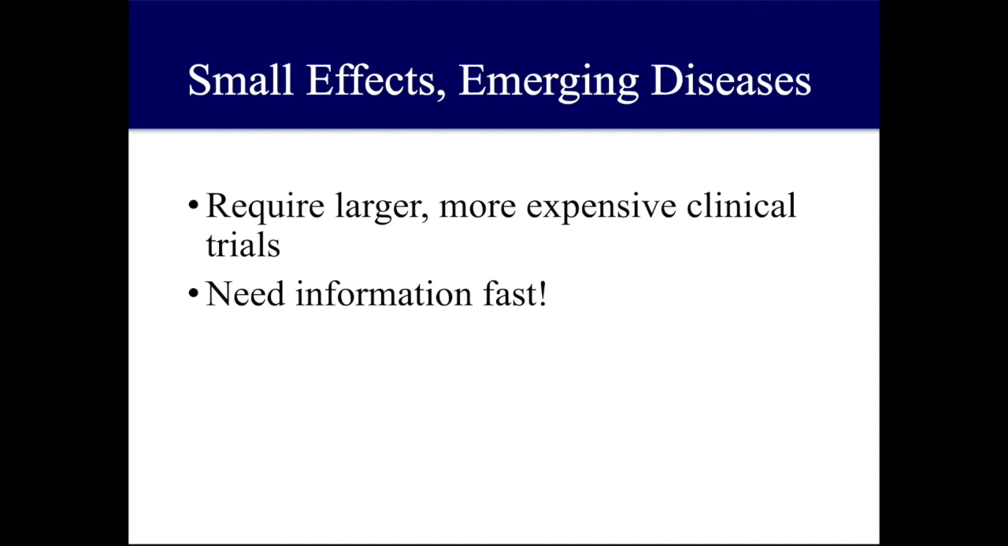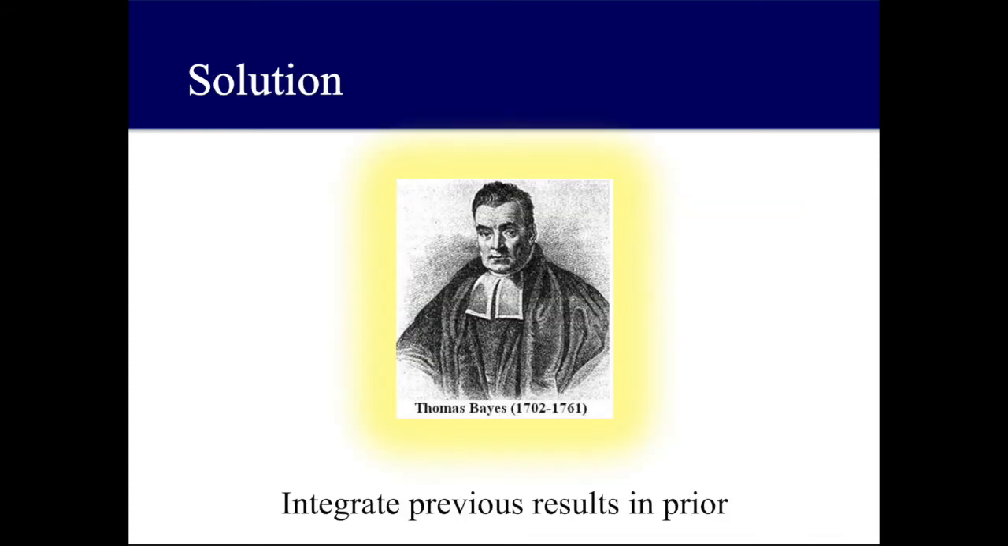Here's another problem that is quite familiar to us right now. The idea of small effects or emerging diseases where you don't have a lot of information. These oftentimes require larger or more expensive clinical trials, or are a scenario where you need information fast. Using the Bayesian paradigm, you can integrate previous results or prior knowledge into your treatment effects in order to understand these small effects or emerging diseases faster.